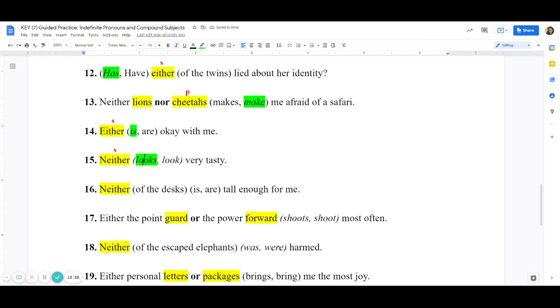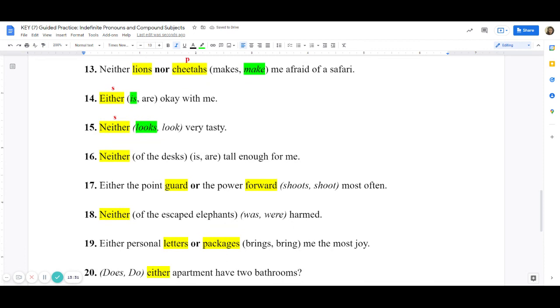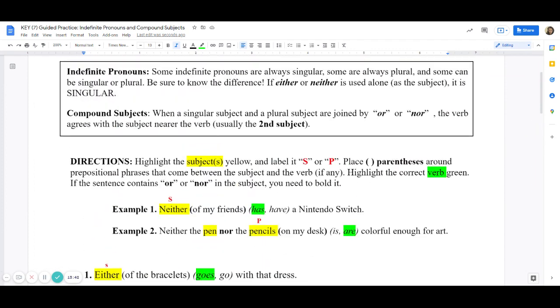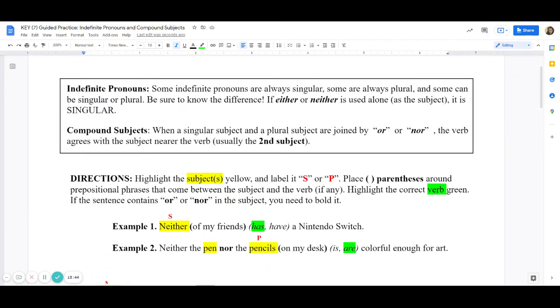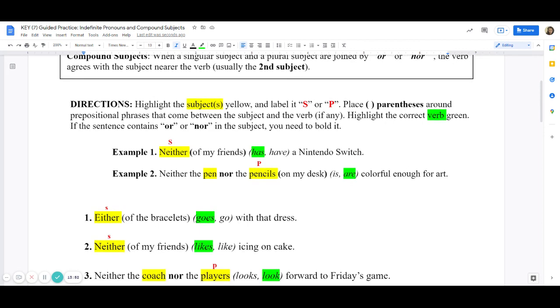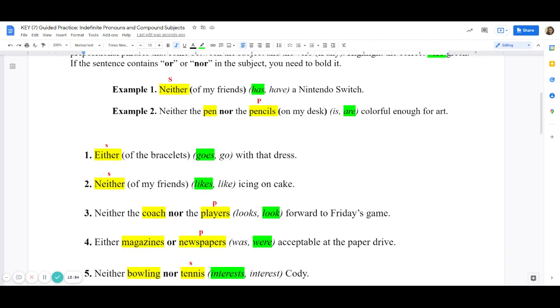You need to finish 16 through 20 on your own. I will be checking for those answers to make sure you could do these on your own. So do your best. If you have any questions, I'm on GoGuardian, but I'm also in our live meet. Once you have finished your guided practice, you need to go to your assignment and complete your assignment. If during your assignment you get confused about this, please go back and open up this guided practice because it will aid you and help you with your assignment. If you forget, if neither or either is by itself, what do I do? If there's an or nor, what do I do? This will help you.